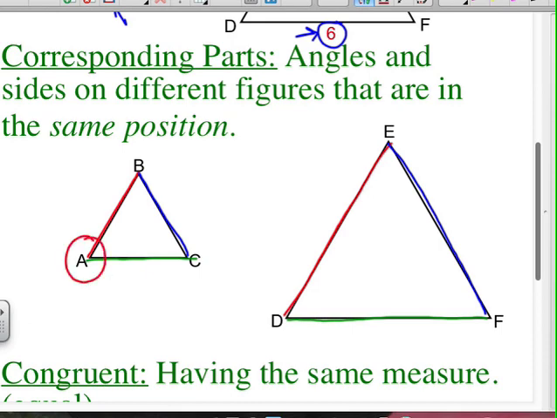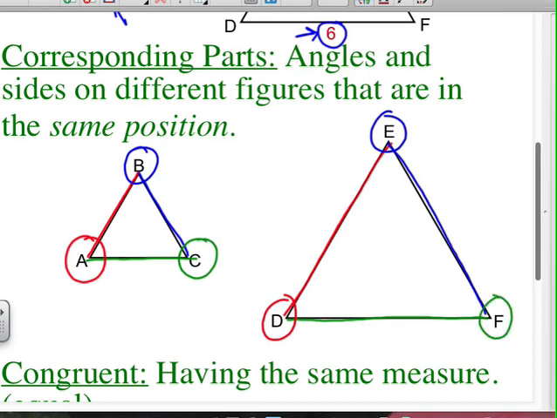Who corresponds with angle A? Angle D. How about B? Who matches up with B? That would be angle E. And then finally, C corresponds with F.